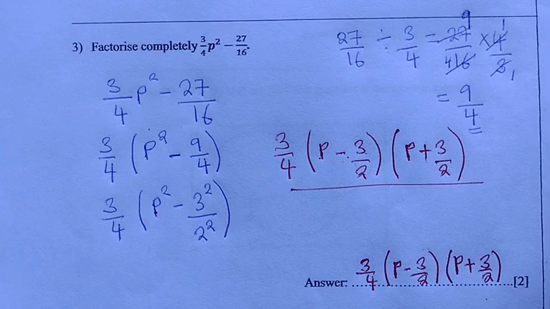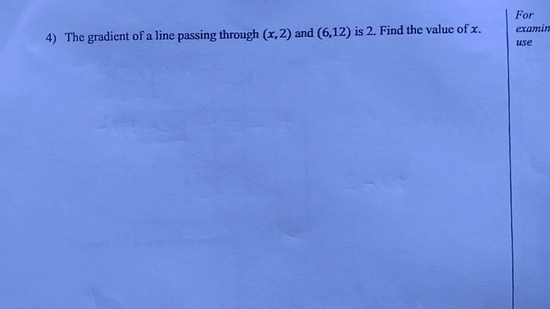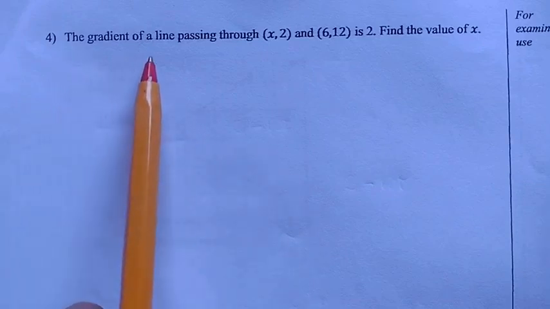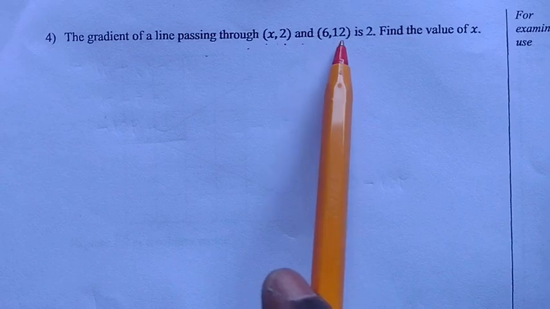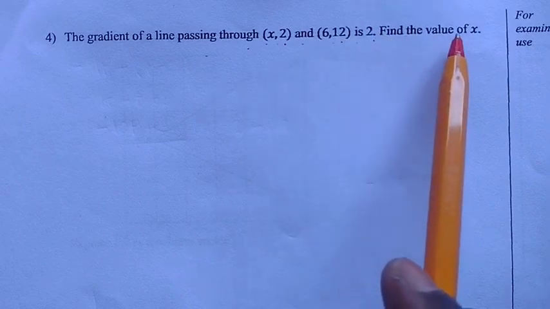So you really need to be careful with such questions. Let us now move on to question 4. All right, so this is our question 4 right here. The question reads, the gradient of a line passing through x, 2 and 6, 12 is 2. Find the value of x.